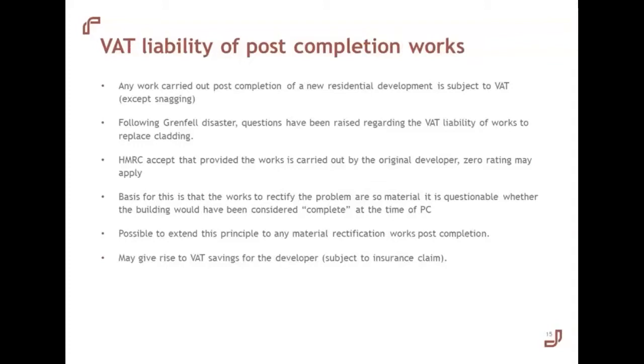The point here is that it was generally expected that the costs of the replacement cladding would all attract VAT. So I think many VAT advisors were somewhat surprised when HMRC announced that in certain cases the replacement of cladding could be treated as zero rated. Any post-completion works on residential developments would normally attract VAT at the standard rate, with the exception of snagging. But in this case, and I suspect there was a fair amount of political pressure brought to bear, HMRC now accept that provided the works are carried out by the original developer, zero rating may apply.